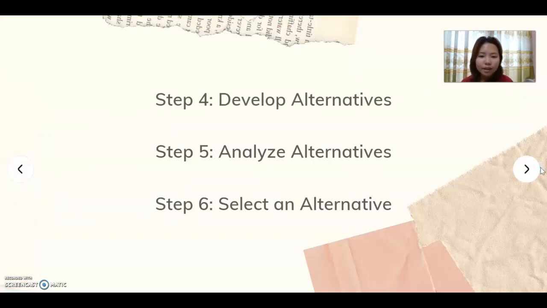The next steps are to develop alternatives, which means we list out many other options, and then we analyze those options in step 5. What are some advantages and disadvantages of each option, and then we select the option that best fits our requirements.